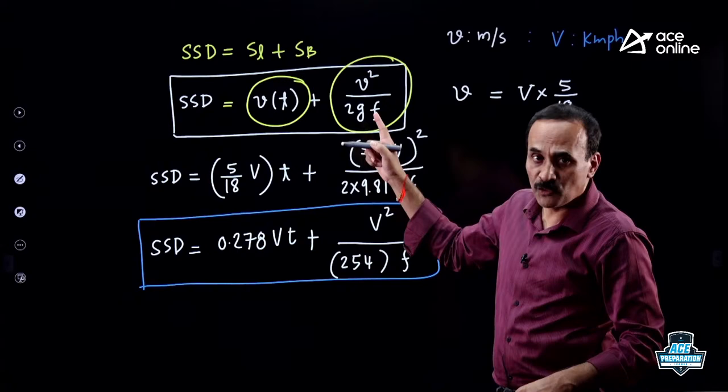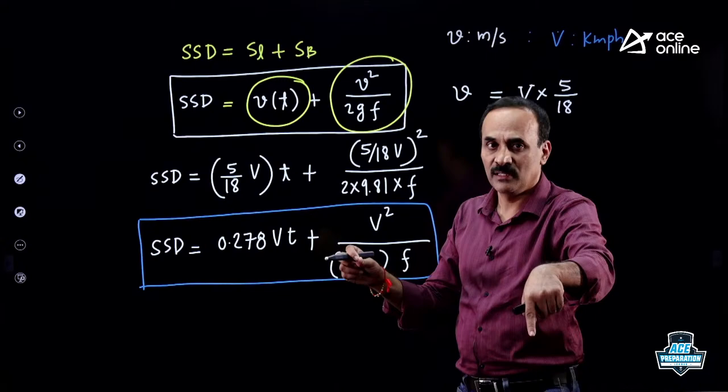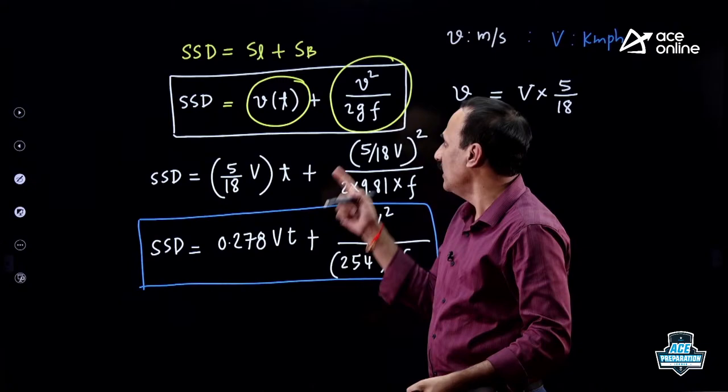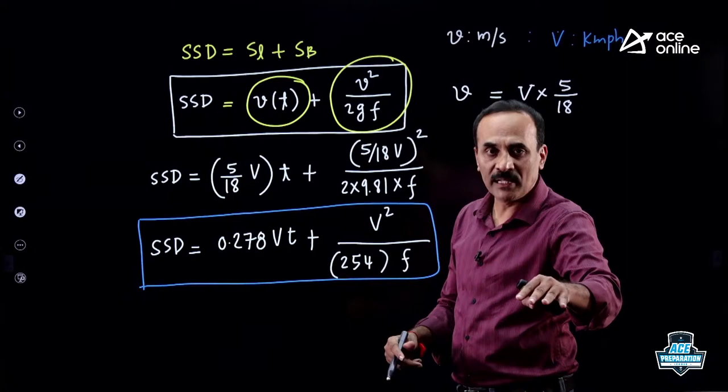Okay? So what is the main important factor which makes the vehicle stop? Such logical questions may come in ESE theory questions mainly. So the coefficient of longitudinal friction is mainly responsible for stopping the vehicle after application of the brake.